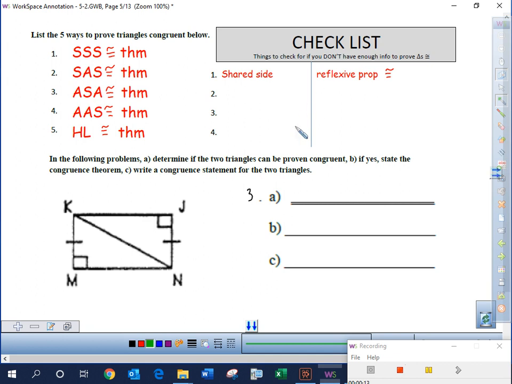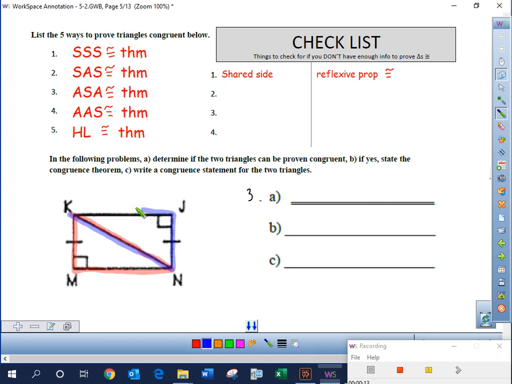So let's try again. Do I have enough information to prove these two triangles congruent right now? I've got this red triangle and this blue triangle. Well, let's check. I can't do side, side, side. I don't have any of that. I can't do side, angle, side. I can't do angle, side, angle. I don't have enough angles. Angle, angle, side. Don't have that. Hypotenuse, leg. Not yet. I don't have any tick marks on the hypotenuse.